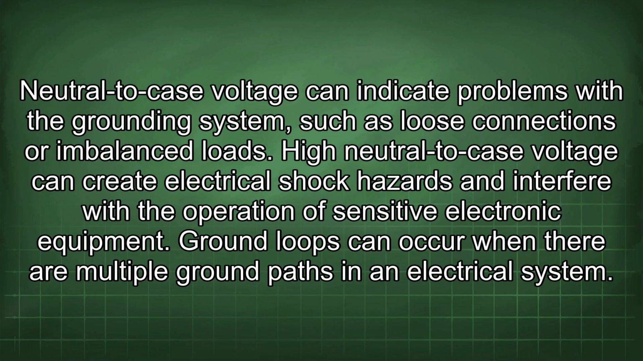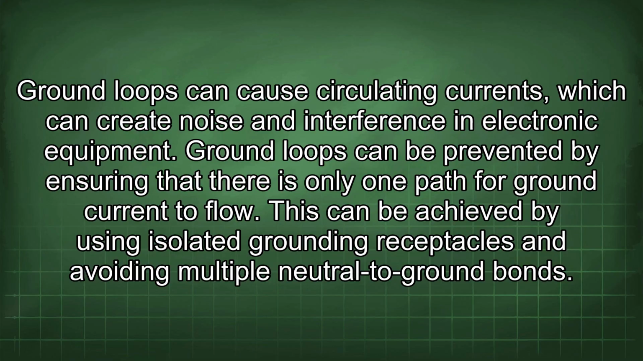Ground loops can occur when there are multiple ground paths in an electrical system. Ground loops can cause circulating currents, which can create noise and interference in electronic equipment. Ground loops can be prevented by ensuring that there is only one path for ground current to flow. This can be achieved by using isolated grounding receptacles and avoiding multiple neutral to ground bonds.